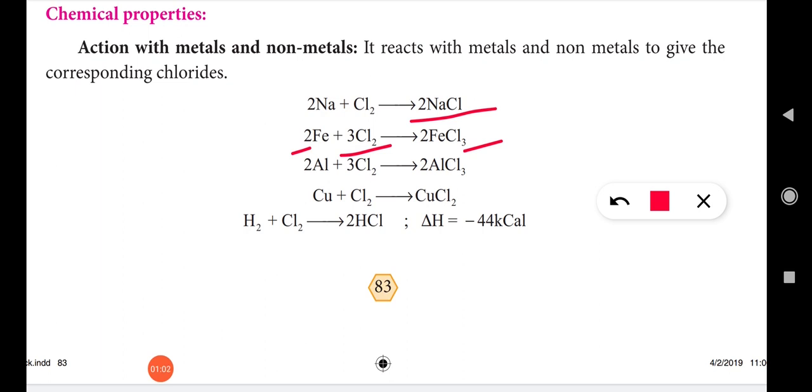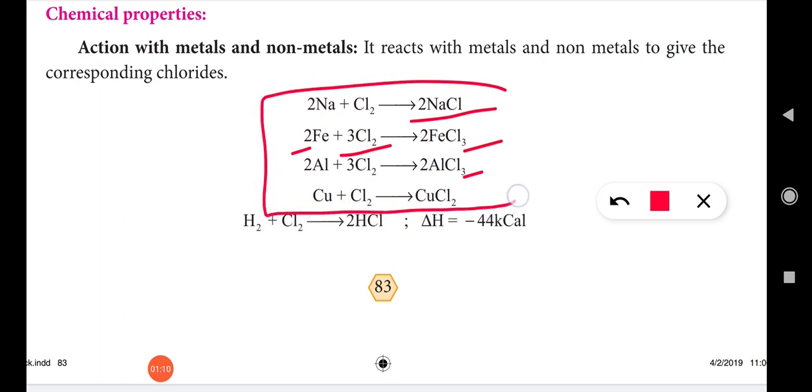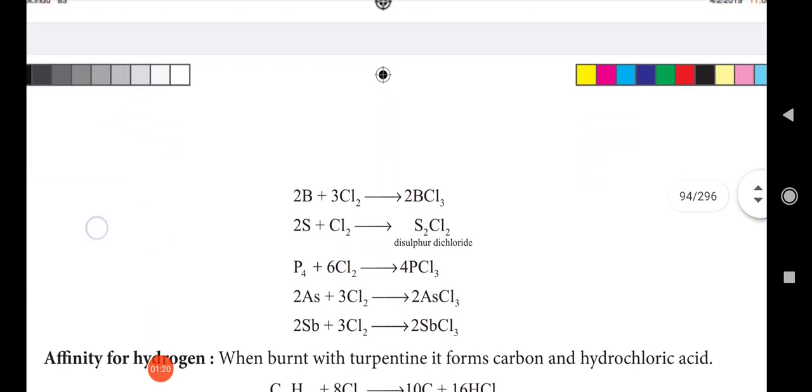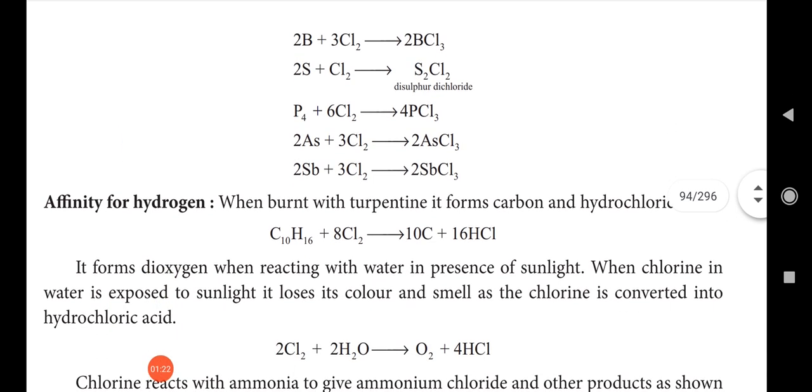This is ferric chloride. Aluminum reacts with chlorine to form aluminum chloride, and copper reacts with chlorine to form copper chloride. These are the reactions of chlorine with metals. Let's see the reaction of chlorine with non-metals. Chlorine reacts with non-metals like hydrogen to form hydrogen chloride, and chlorine reacts with boron to form boron trichloride, with sulfur to form disulfur dichloride.